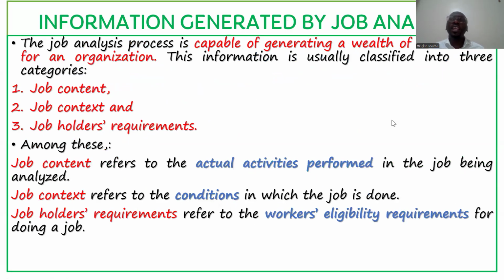Now, information generated by job analysis. When you are doing a job analysis, what is the output? What is the output of this al-amaliyah? The job analysis process is capable of generating a wealth of information for an organization. This information is usually classified into 3 categories. So when we do a job analysis, we are going to get 3 results, 3 outputs.